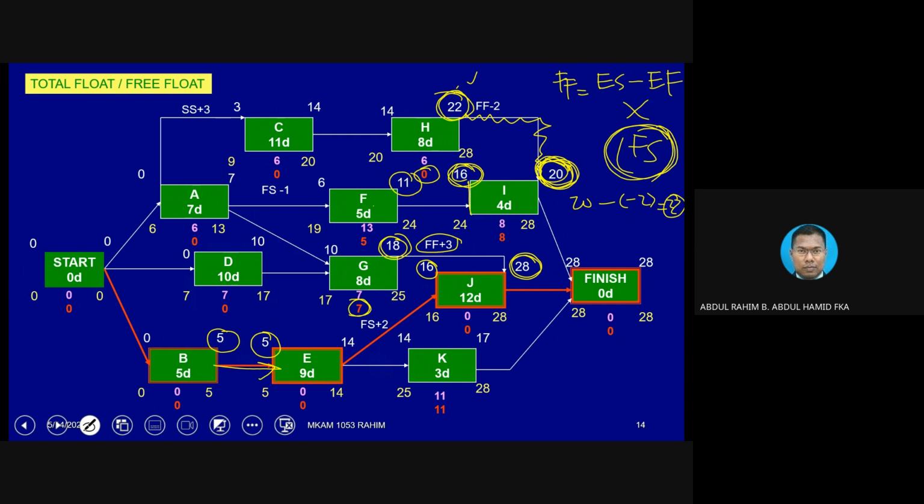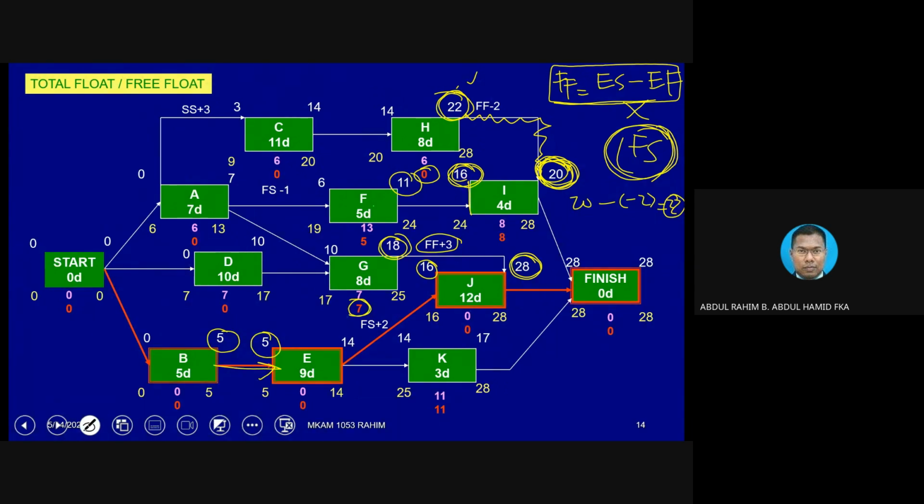Even though this formula is basically good for the finish to start relationship, for the rest of the types of relationship you can use the same concept, except that you have to look at where the value comes from. Is it from the back or in front? You just compare between those two values. All right.